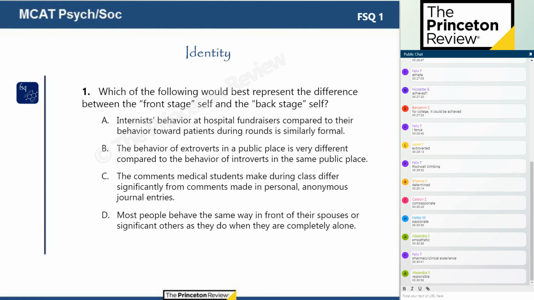So, first freestanding question of the day. Get our polling option open here. Which of the following would best represent the difference between front and backstage self? Please go ahead and enter your response.